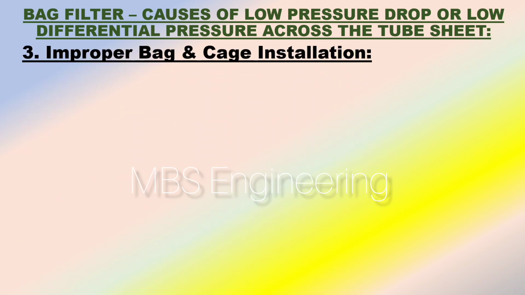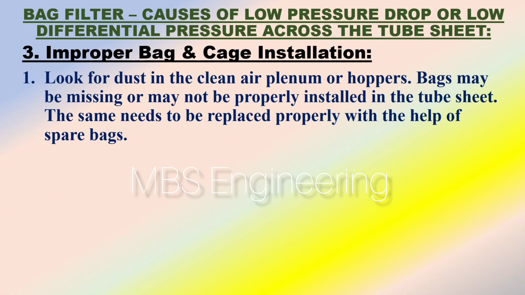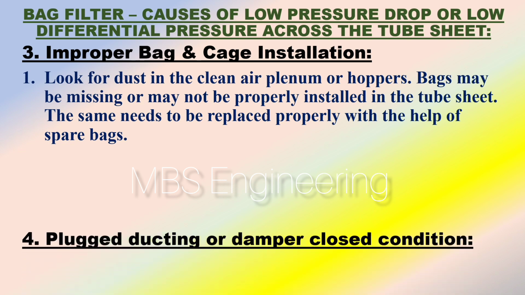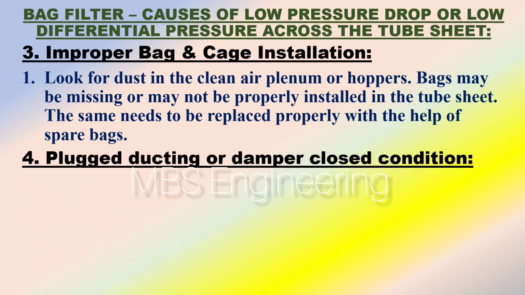One of the main causes of low differential pressure is the improper bag and cage installation in the filter bags. Point number 1. Look for dust in the clean air plenum or hoppers. Bags may be missing or may not be properly installed in the tube sheet. The same needs to be replaced properly with the help of spare bags.